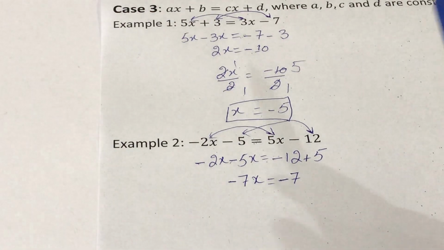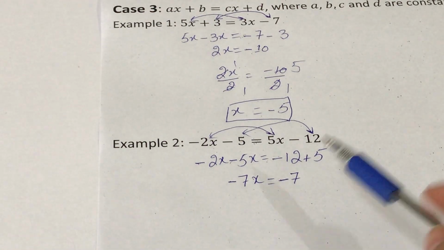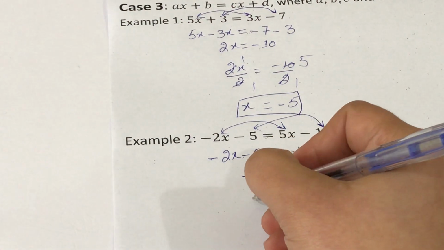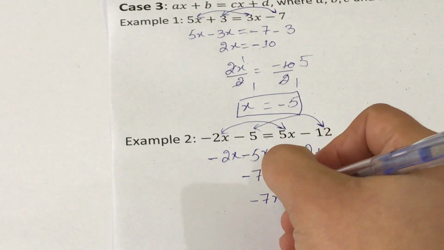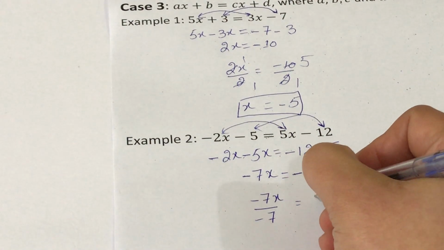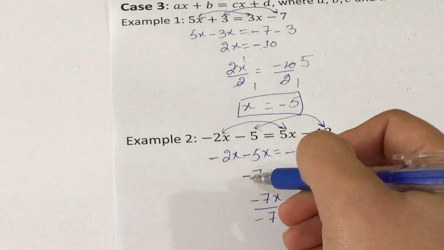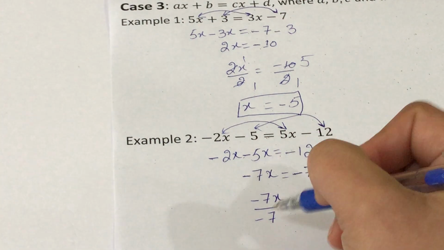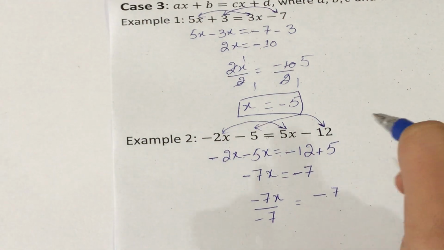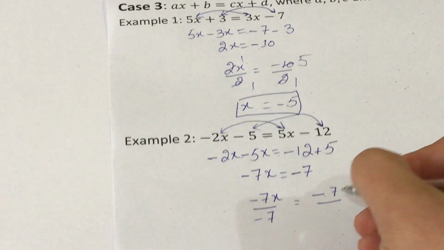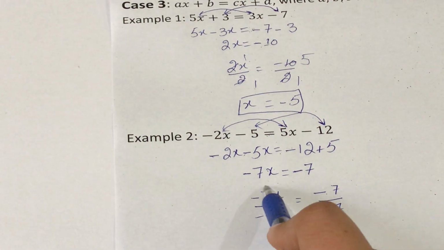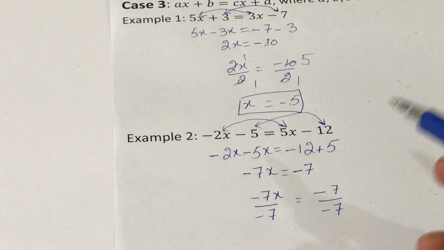Similarly, as we have done in our example number 1, we have to eliminate the coefficient of the variable. So we will divide both sides by our coefficient. And if your coefficient is negative, you have to divide it with the negative sign because we only need x on our left hand side. Divide both sides by negative 7. You can write the sentence here, divide both sides by negative 7.